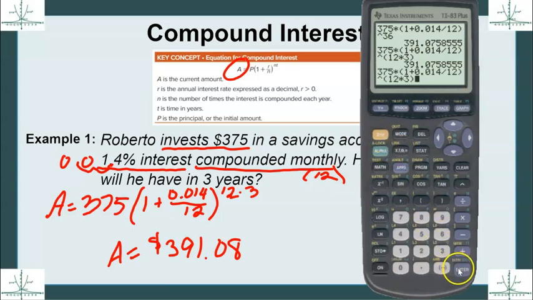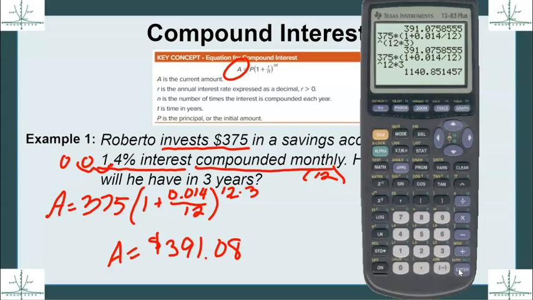Well, look what happens if I don't put this in parentheses. If I get rid of this parentheses and I get rid of this parentheses, I get 1,140.85. You can see that's a big difference. So make sure you use parentheses appropriately.